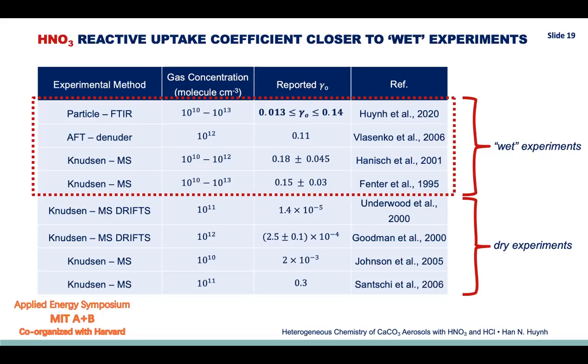The wet experiments are included here at the top of the table. As a result, our HNO3 gamma is much higher than those from the dry experiments, shown here at the bottom 4 rows, with the exception of the Sanchi et al. study. The relative magnitude of HNO3 uptake coefficient versus HCl uptake coefficient in their study, 0.3 versus 0.13, which we mentioned in the previous slide, is similar to that of our own study.